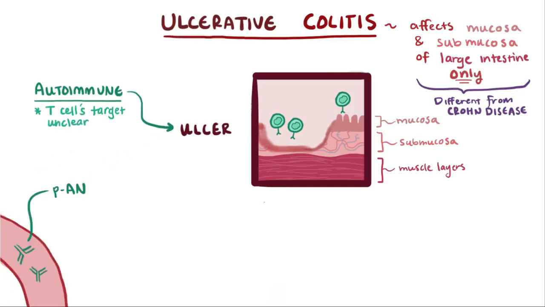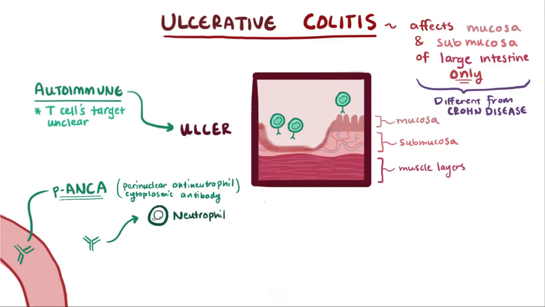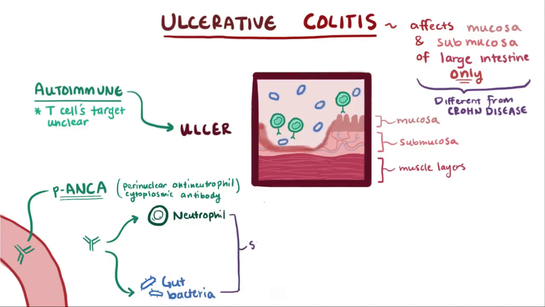Some patients have P-ANCAs in their blood, or perinuclear antineutrophilic cytoplasmic antibodies, which are a kind of antibodies that target antigens in the body's own neutrophils. Although not completely understood, some theories suggest this might be partly due to an immune reaction to gut bacteria that have some structural similarity to our own cells, allowing antibodies to those gut bacteria, or P-ANCAs, to cross-react with neutrophils.